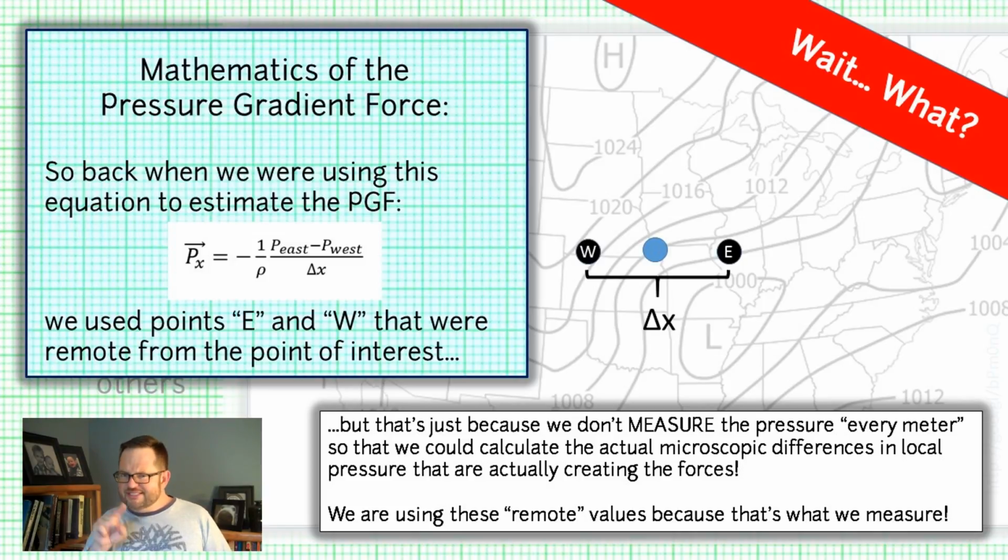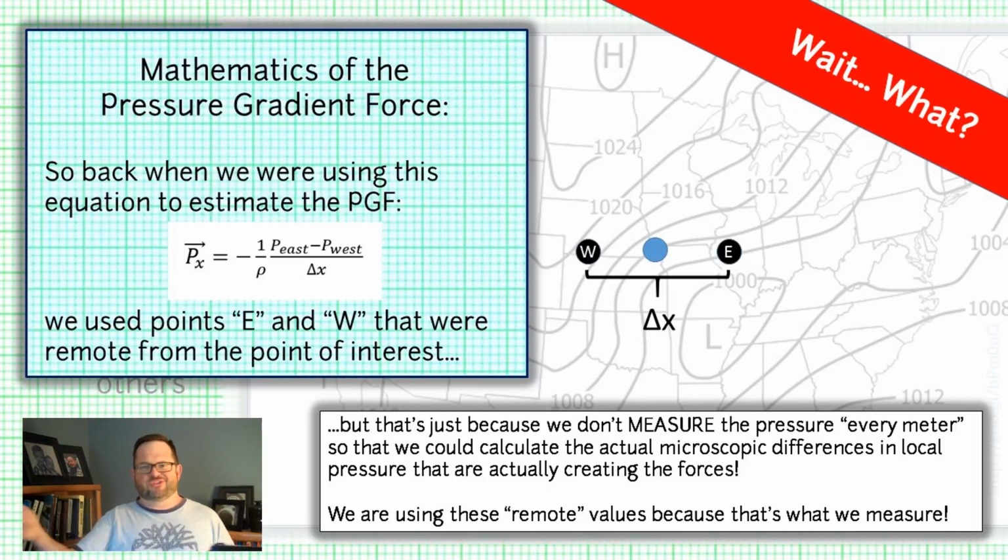So when we were using this little way of figuring out the pressure gradient force, where we needed to know the pressure at some place off to the east and some pressure off to the west, we use these remote points E and W because that's what we measure. We don't know the pressure every like 1 meter. If we did, we could actually do a better job of figuring out the pressure gradient force and so on. We could actually understand the little microscopic differences in pressure and density and so on that are driving it. But we don't measure pressure that way.